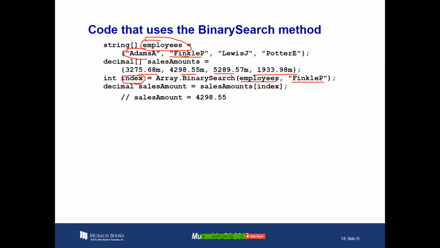And so what we see here is simply that this has returned a value 1, yeah? So now here we want to set sales amount equal to sales amounts index 1, because this is 1, this is the same as this here. So what's sales amount index 1? Well, it's 0, 1, it's this one. So that's why it's that amount there.